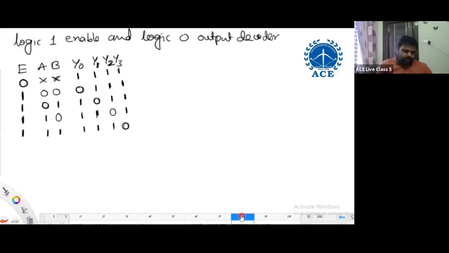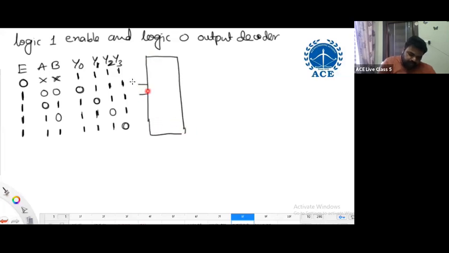Let us implement the logic 1 enable and logic 0 output decoder. As we already discussed, the representation can be like this. Here it is A, B and logic 1 enable, and there is a bubble at the output side, which represents a logic 0 output decoder. It is a 2 to 4 decoder, and here the outputs are y0, y1, y2, y3.